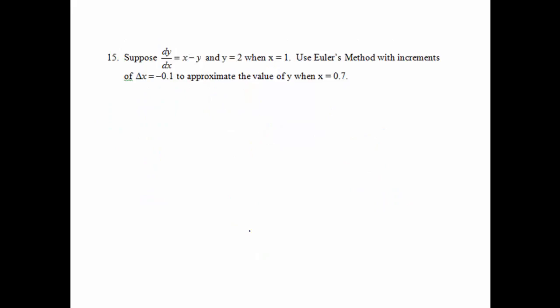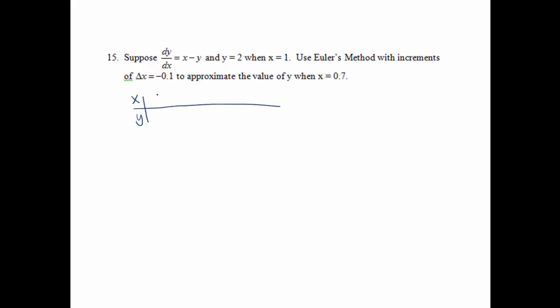Okay, number 15. Suppose dy/dx equals x minus y and y equals 2 when x equals 1. Once again, use Euler's method with increments of delta x equals negative 0.1 to approximate the value of y when x equals 0.7. So once again, I'm going to make my xy chart.